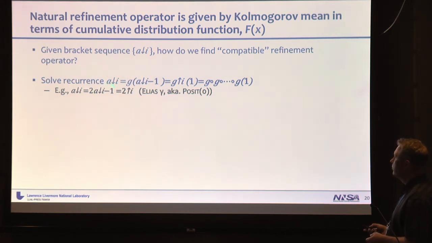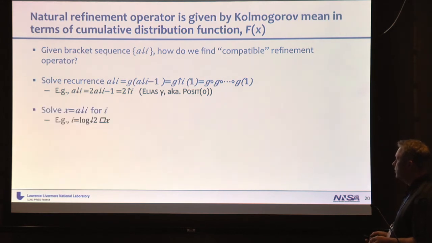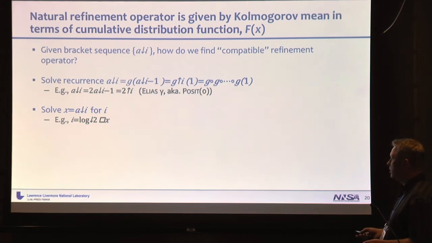where, again, a sub i equals g of a sub i minus 1. If you solve that, let's take this explicit example where a sub i equals 2 to the i, you can actually develop a closed form formula for a sub i just in terms of i, as opposed to in terms of a recurrence relationship. If you can do that, then you can set x equal to a sub i and solve for i. For this particular case where x equals 2 to the i, we have that i equals log base 2 of x, quite naturally. So now we've solved for i in terms of x.